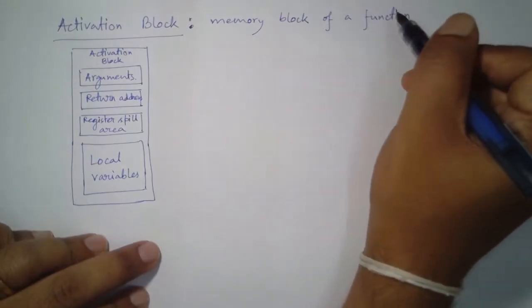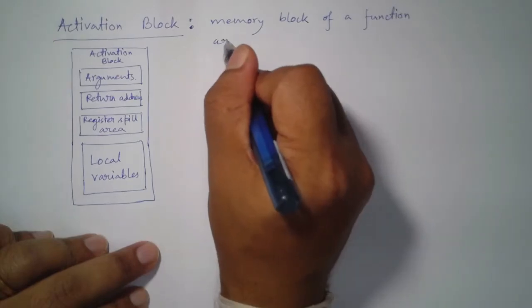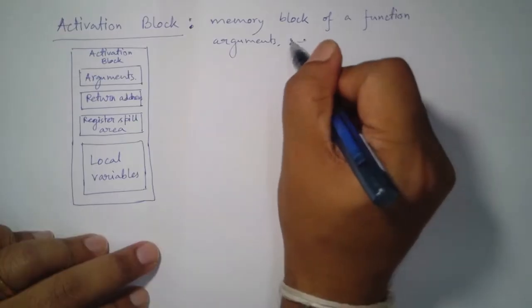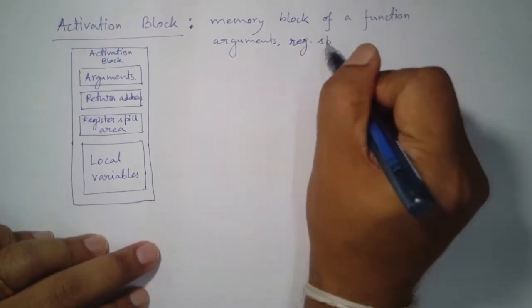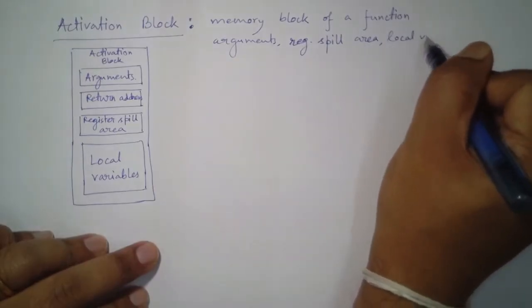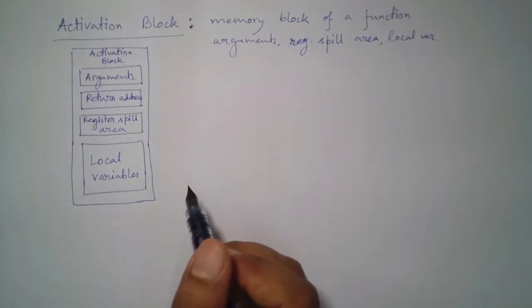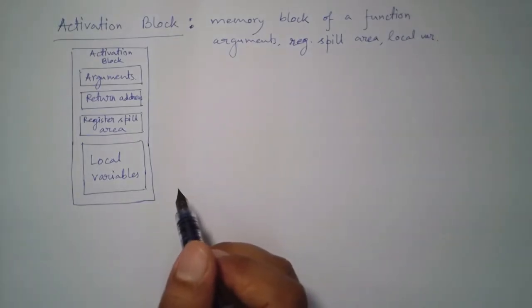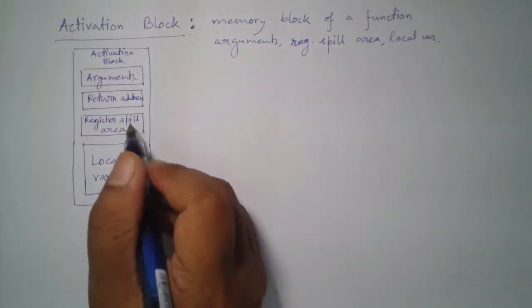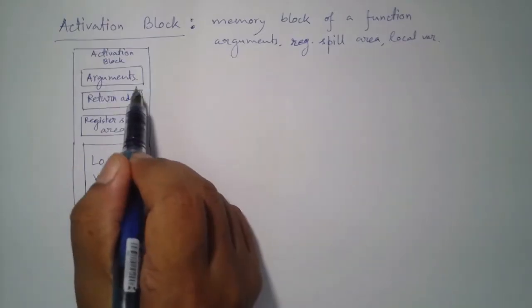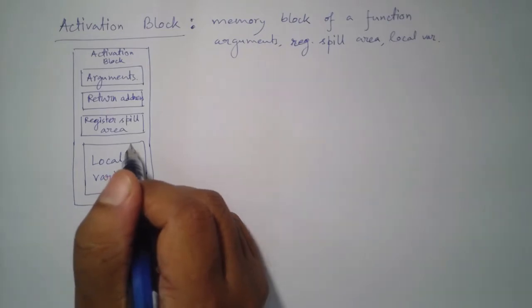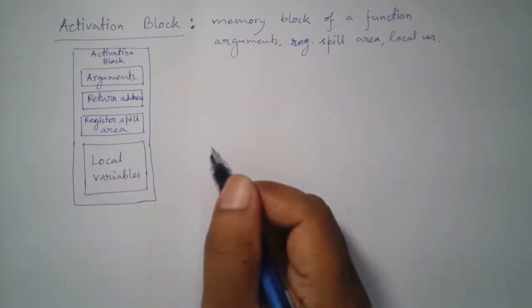Memory block of a function, and it contains the arguments, register spill area, local variables, etc. All right. So, basically whenever you call a function, this activation block will be created, where you will have a designated place for the arguments, the return address, register spill area, and local variables. All right.